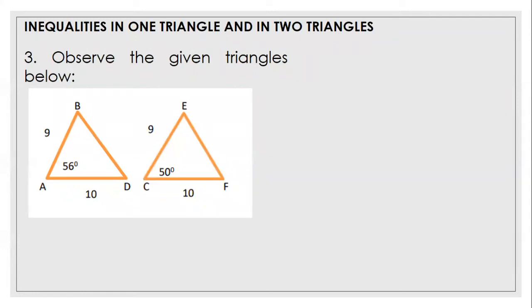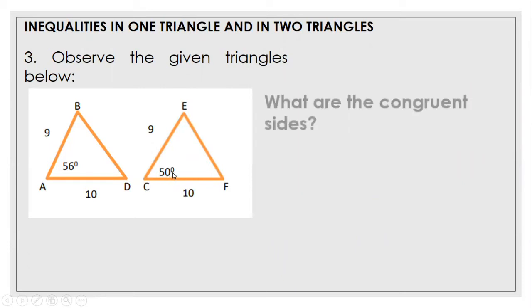Next, we have number 3. Observe the given triangles below. We have two triangles, triangle ABD and triangle CEF. So the measure of AB is 9, the measure of AD is 10, and we have the included angle A, 56 degrees. Next triangle, we have the measure of CE is 9, and the measure of CF is 10, and the included angle, which is angle C, 50 degrees.